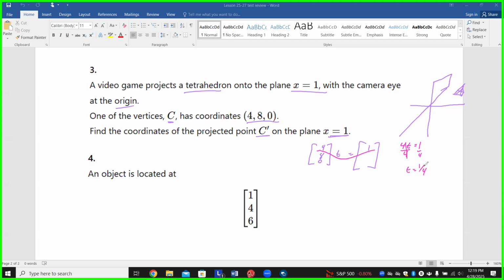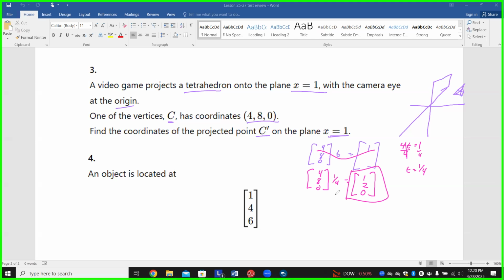And then once you have that scalar, you just take that point given to you and multiply each variable by the scalar. So 4 times 1/4 would be what? 1. 8 times 1/4 would be what? 2. And 0 times 1/4 would be what? 0. So that would be your new point that's going to be located on the screen that's given to you.